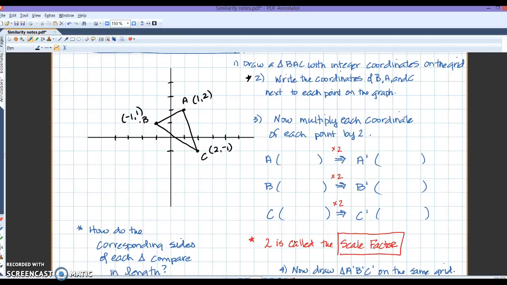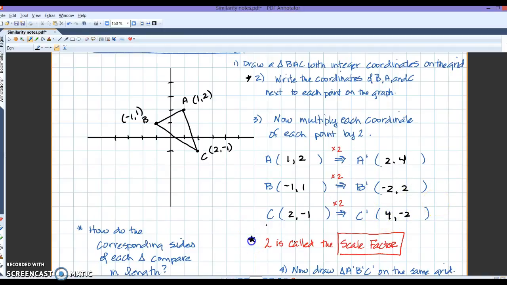Now multiply each coordinate of each point by the number 2. So let me rewrite my coordinates in here. A is 1, 2, B is negative 1, 1, and C is 2, negative 1. I'm going to multiply each of those by the number 2. So this would become 2, 4. This would become negative 2, 2. And this would become 4, negative 2.